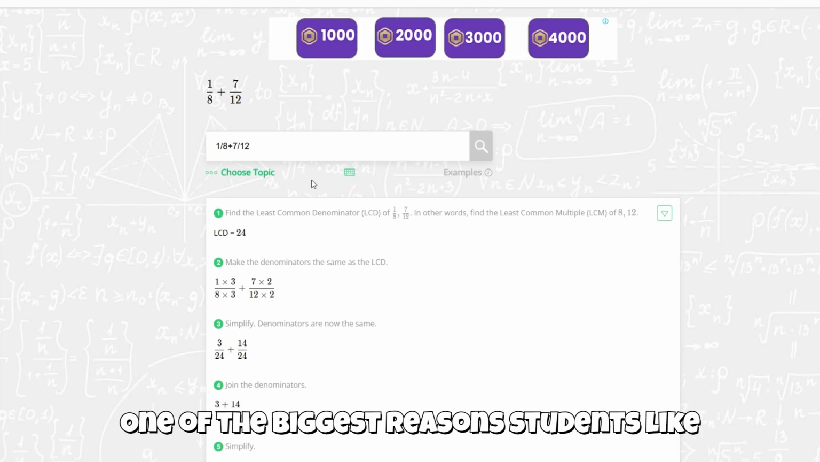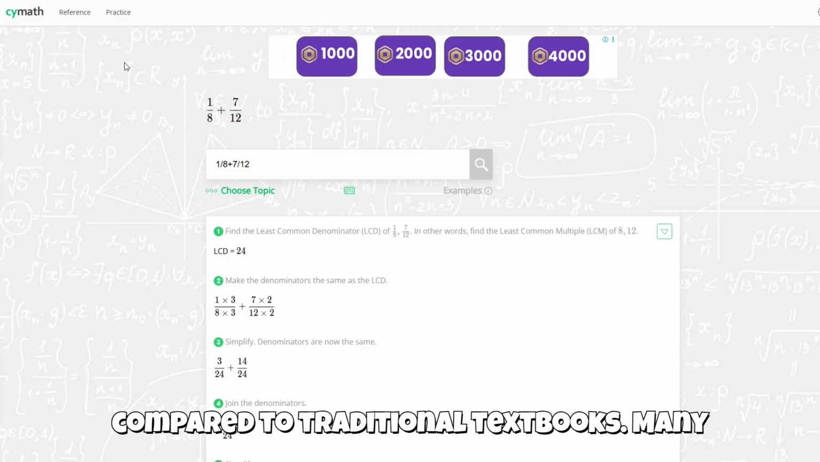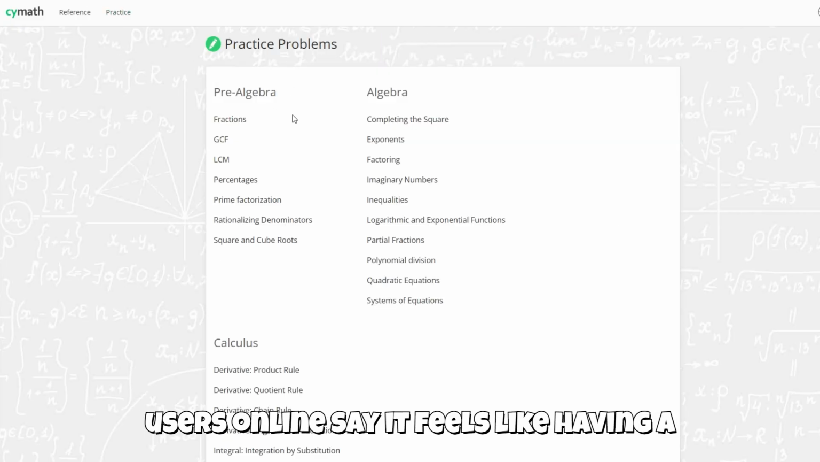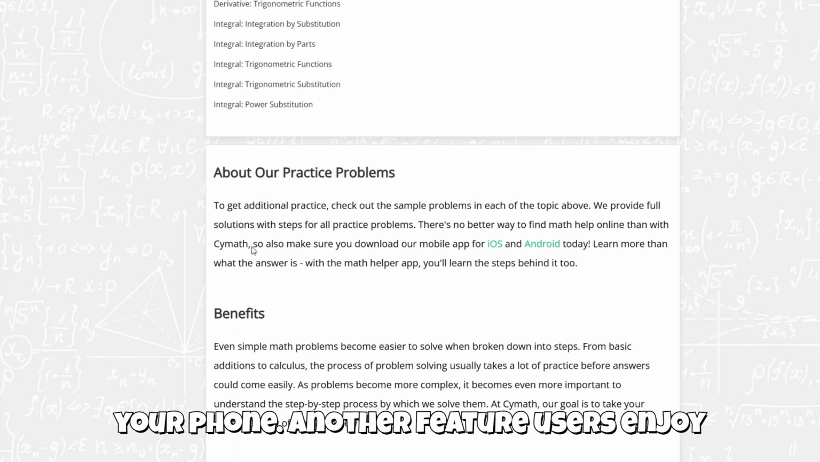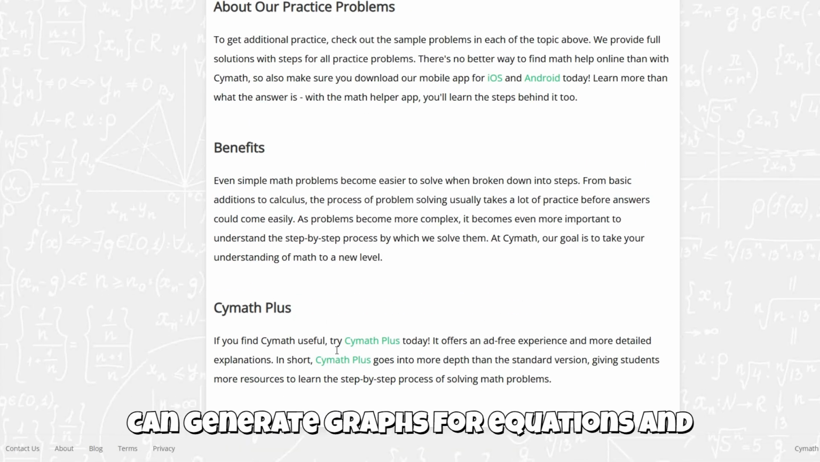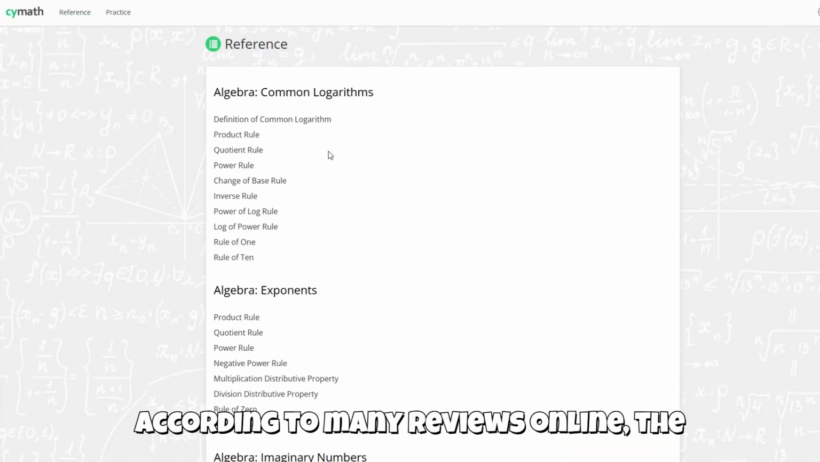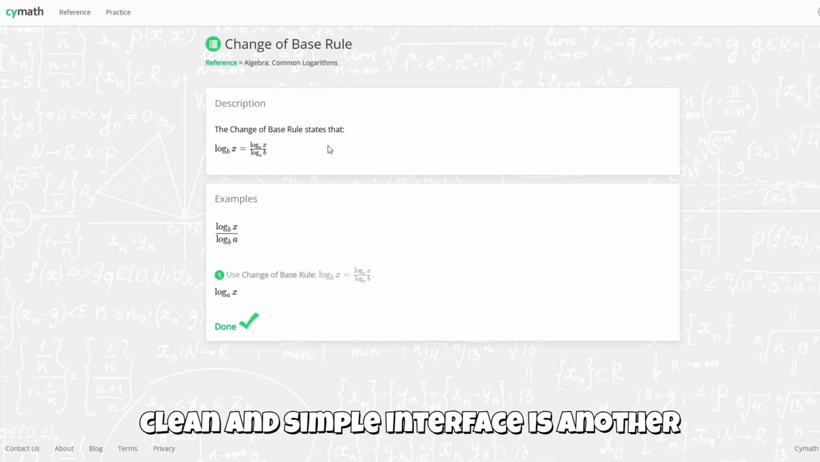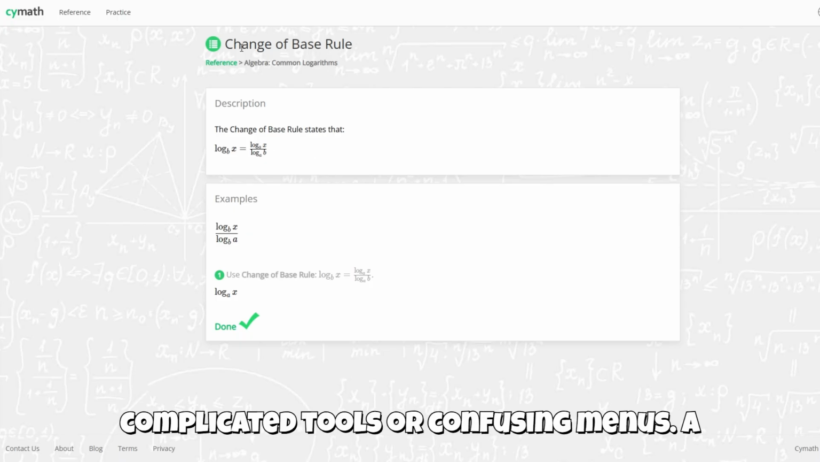One of the biggest reasons students like Cymath is because the explanations are usually simple and beginner-friendly compared to traditional textbooks. Many users online say it feels like having a personal math tutor available anytime on your phone. Another feature users enjoy is the graphing support, because Cymath can generate graphs for equations and functions, helping visual learners understand concepts more easily. According to many reviews online, the clean and simple interface is another reason why the app became so popular among students who don't want complicated tools or confusing menus.